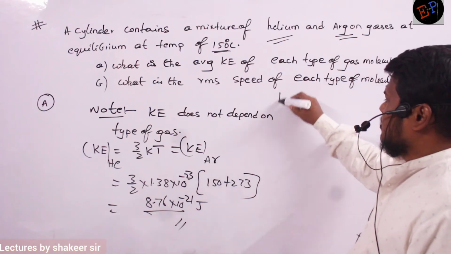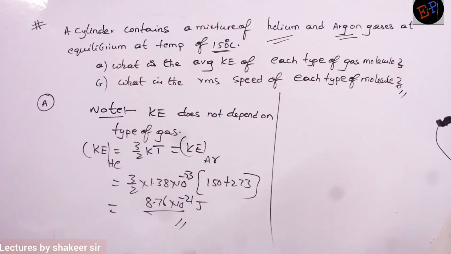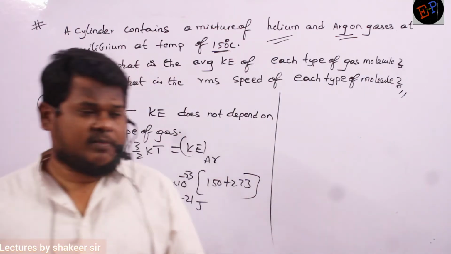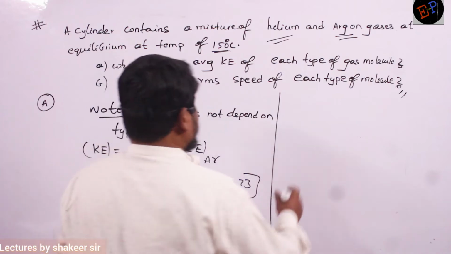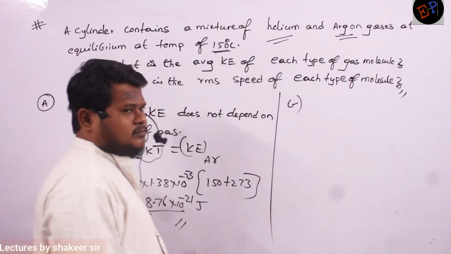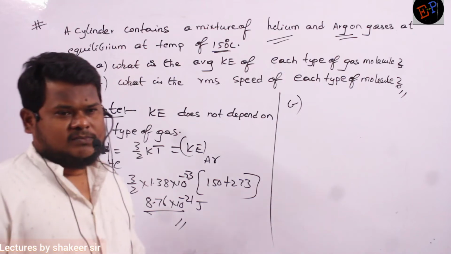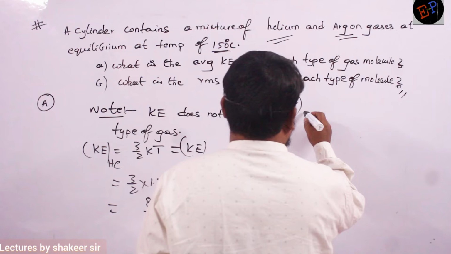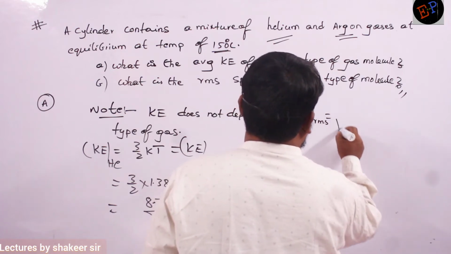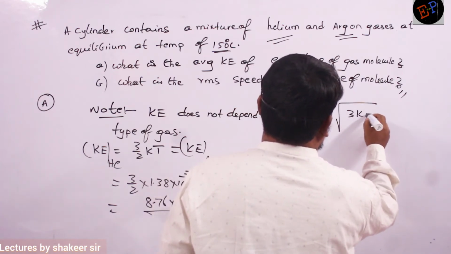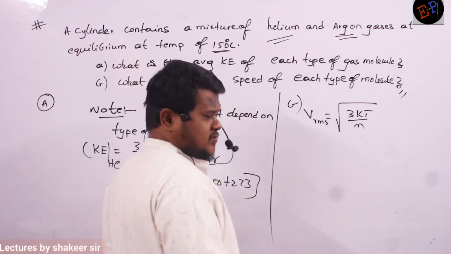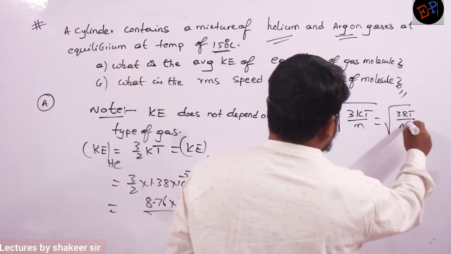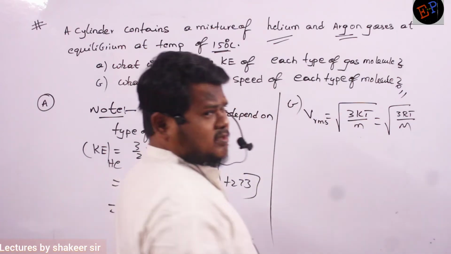Clear, ma? Then second one, what is the RMS speed of each type of molecule? RMS speed he is asking us to calculate. How can I calculate RMS speed, ma? There are many methods of calculating RMS speeds. We know Vrms is equal to square root of 3kT divided by small m. I can use this one. Or you can use square root of 3RT divided by capital M. Okay, ma? You can use these two methods.